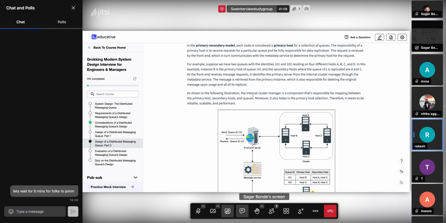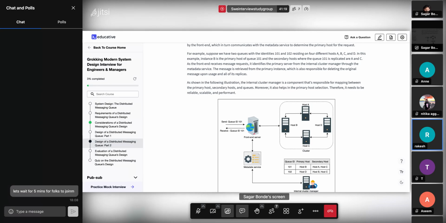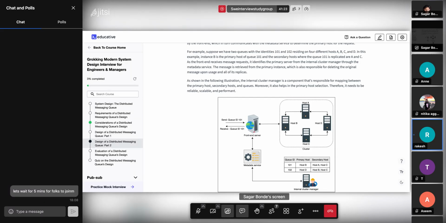So, as shown in the following, the internal cluster manager is a component that is responsible. I read up to here, right? I think. So. Rakesh, can we read again from the starting, for example?